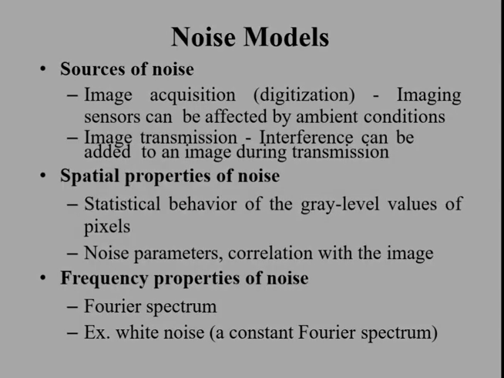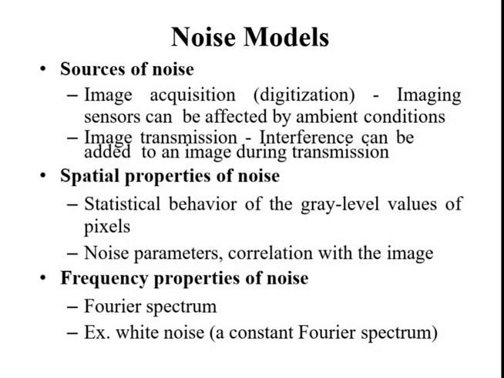This is all about the noise model. The spatial properties of a noise is whether the noise is correlated with the image, and frequency properties refer to the frequency content of a noise in the Fourier sense. For example, when the Fourier spectrum of noise is constant, the noise is called white noise. The terminology is a carryover from the physical property of white light, which contains nearly all the frequencies in the visible spectrum in equal proportion.